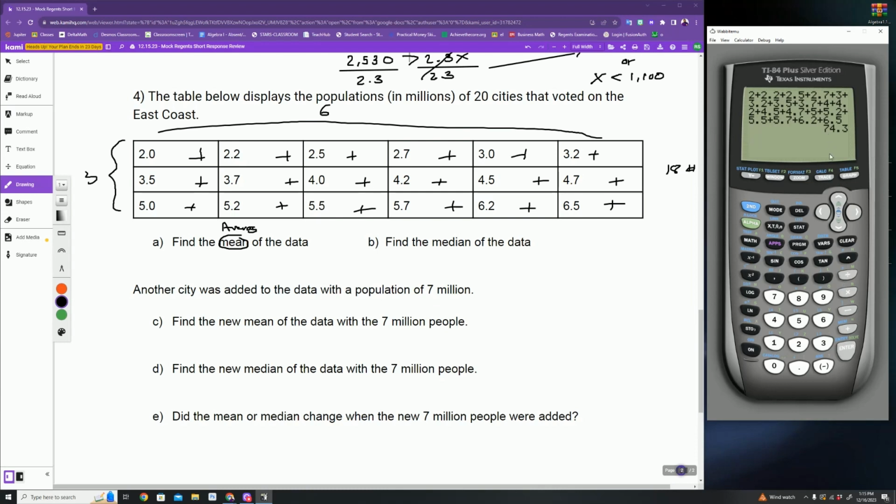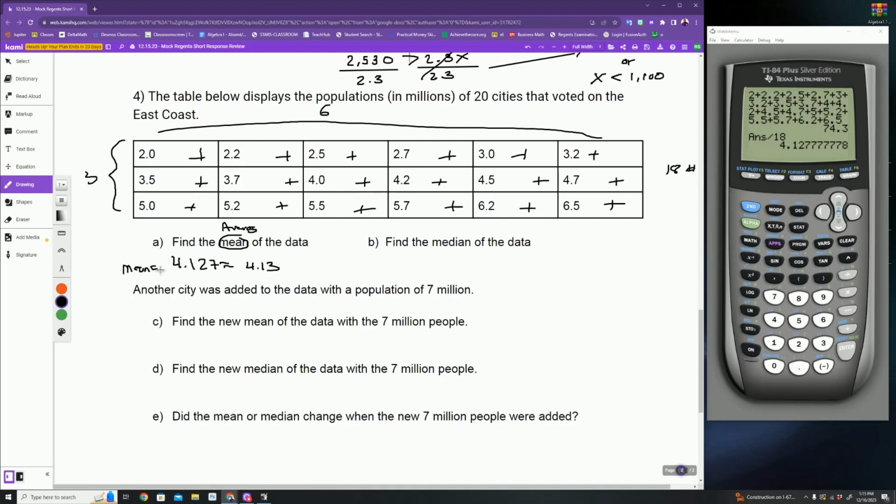If I did not make a mistake in my entering, then I should have gotten about 74.3. And you take that value and divide it by 18. So the mean, or the average, should be about 4.12, or we can round it. Oh no, it's 4.127, so we can round it up to 4.13. And that there is your mean.